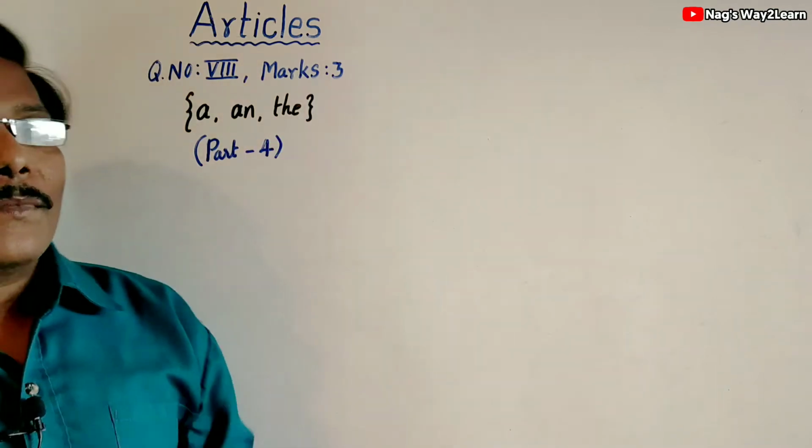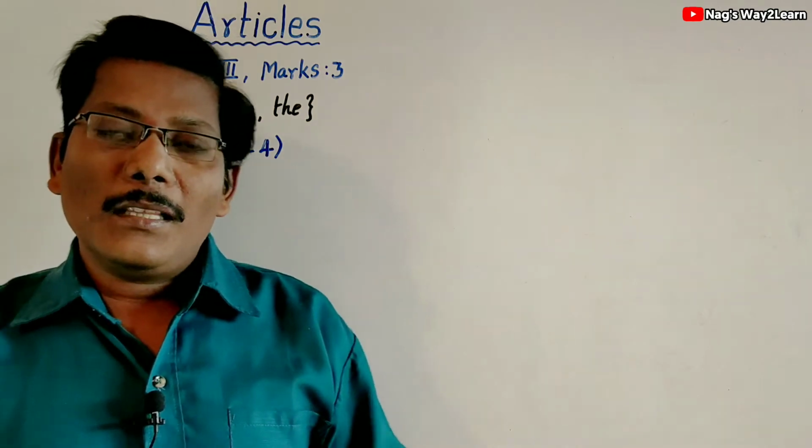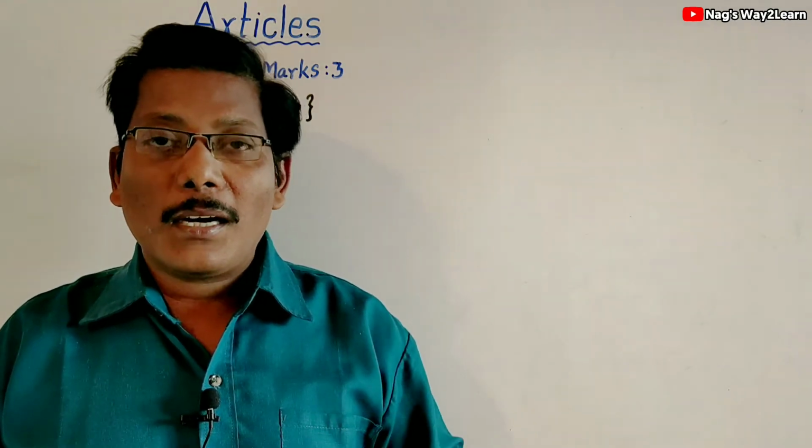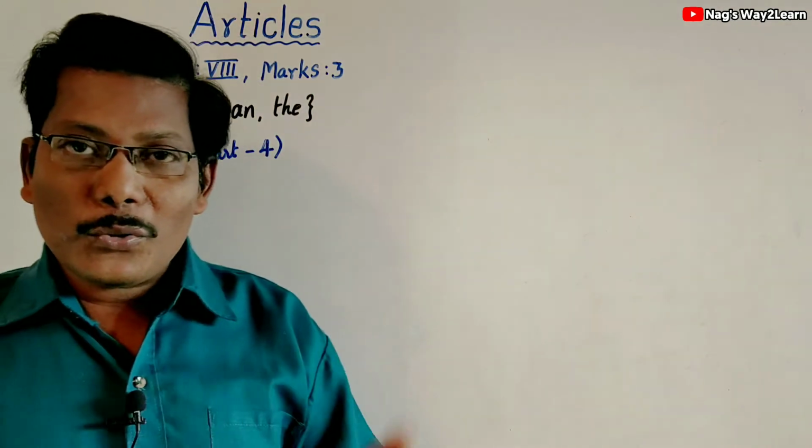And for the last 3 videos, we have been discussing one of the important topics in grammar for intermediate first year English, articles. In our public examination, under question number 8, 6 sentences are given and each sentence contains one blank. Now we need to fill in the blanks by using the articles a, an and the. And in the last 3 videos, I have given you the complete explanation about the articles a, an and the and how to use them. So in this class today, let's do some practice from the examination point of view.